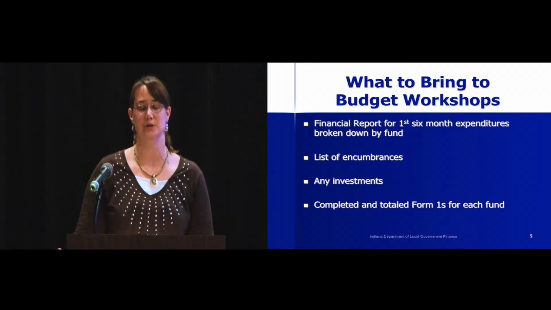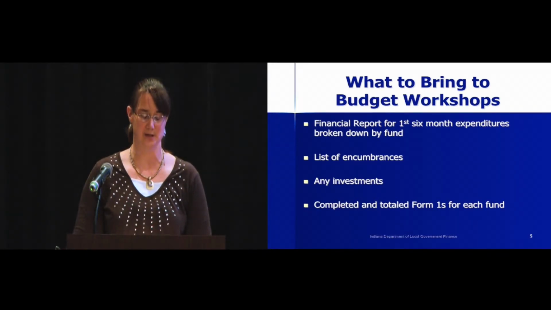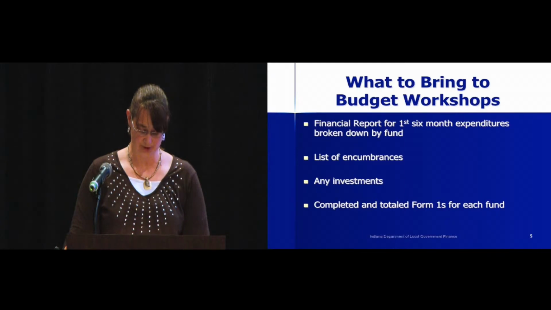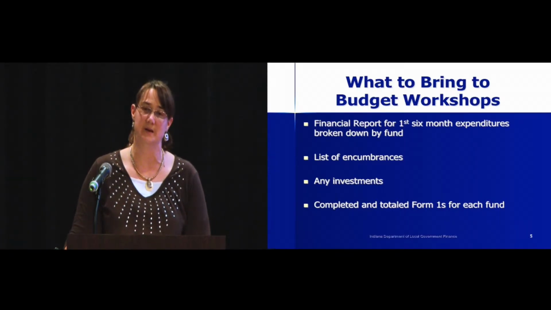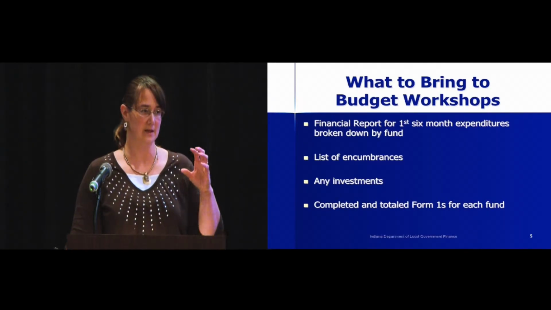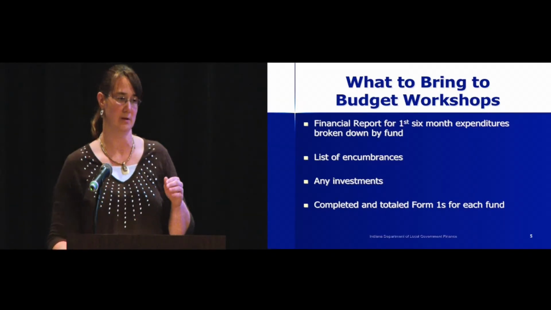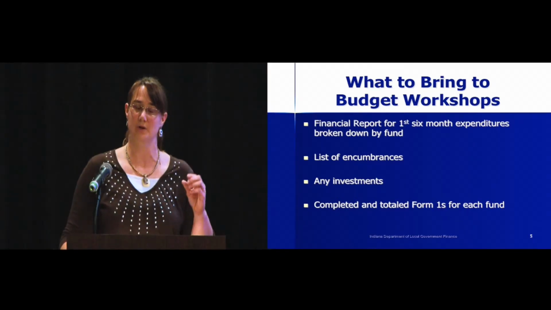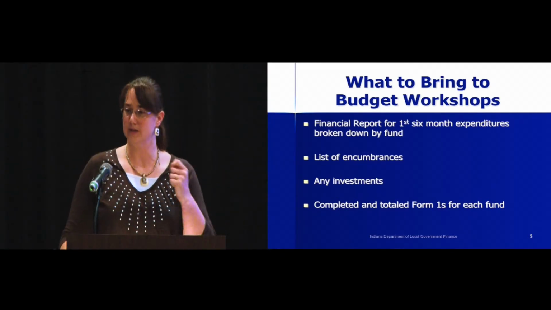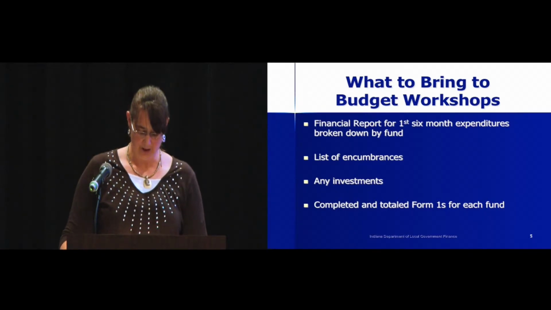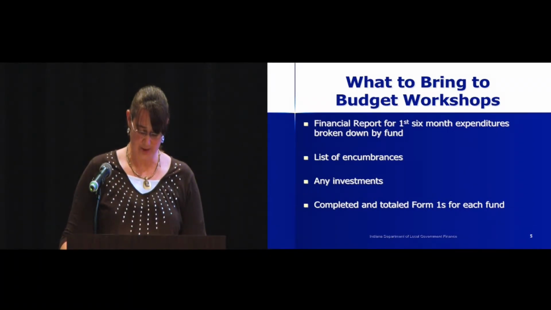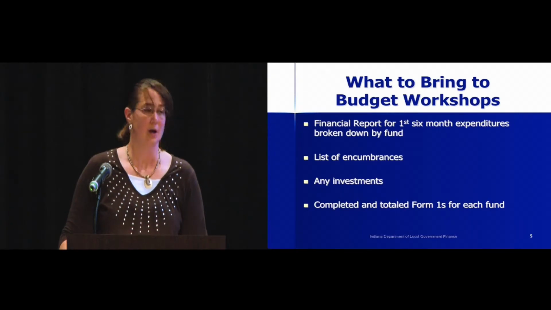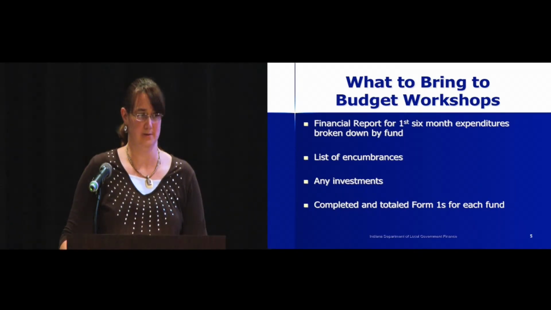What you need to bring to the budget workshops each summer is the financial worksheet, financial report for the first 6 months expenditures representing the expenditures for any given fund. It's broken down by fund. We don't want all of your funds in one number. A list of encumbrances by fund, any investments that you have by fund, and a completed and totaled Form 1. You will have a Form 1 for each fund.